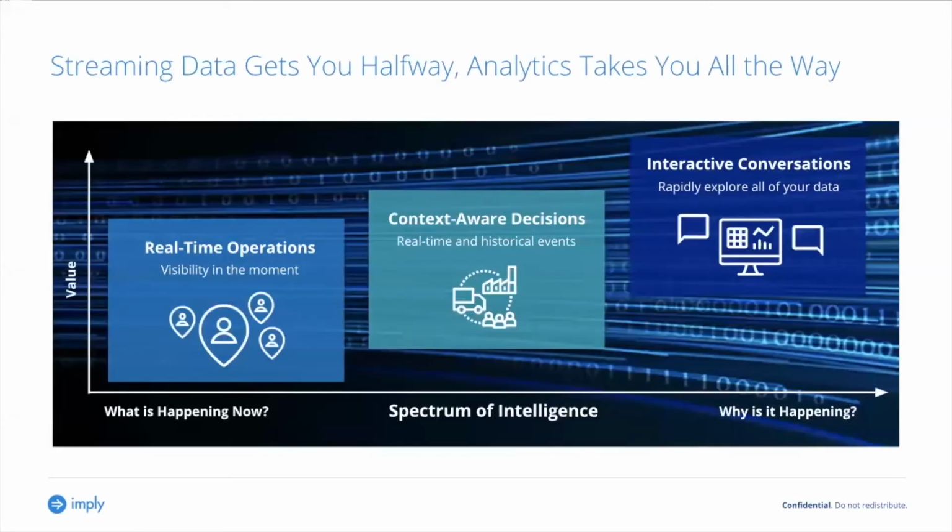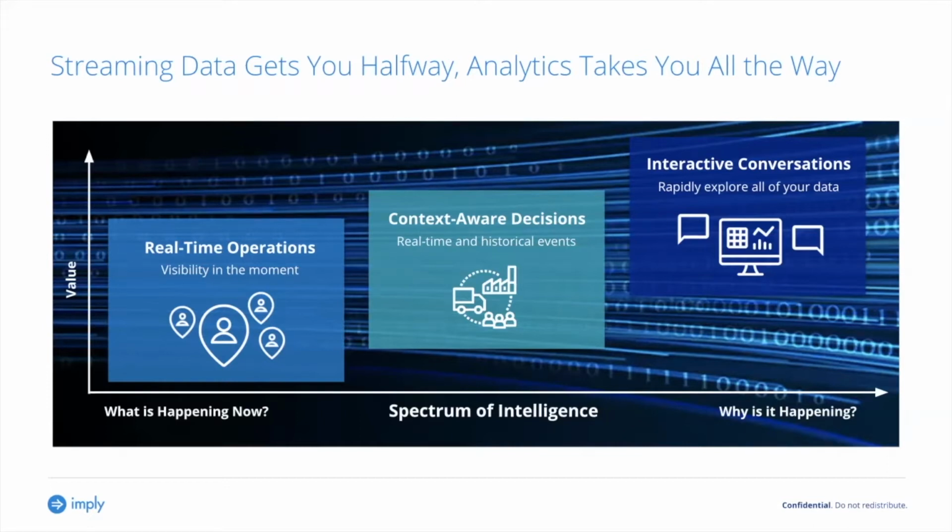Now, streaming data gets you halfway. Analytics takes you all the way. If you look at it in terms of value from a real-time operations point of view, what is happening right now, you have visibility in the moment. But when you go to the next level, we should talk about context-aware decisions where you can have real-time and historical events. What's happening today compared to what happened a week ago?